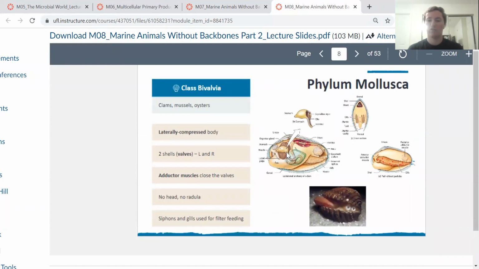The bivalves are your mollusks, your clams, mussels, oysters, it's on the screen. But they're laterally compressed, which means they all squish down into that body. You have two valves on the shell, your left and right. The adductor muscles are what close the two shells. So when you open up a shell and it's empty and you see that little divot in the corner, that's actually where the adductor muscle is. They are adapted to no head, no radula, so they don't actually have either of those, but they are very cephalized still.